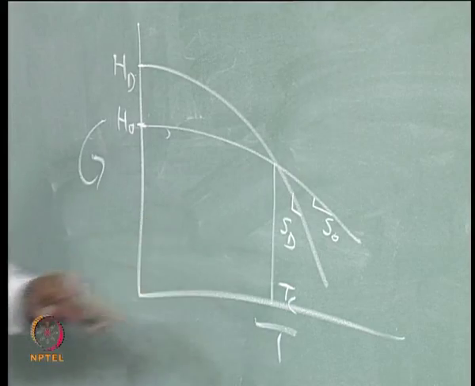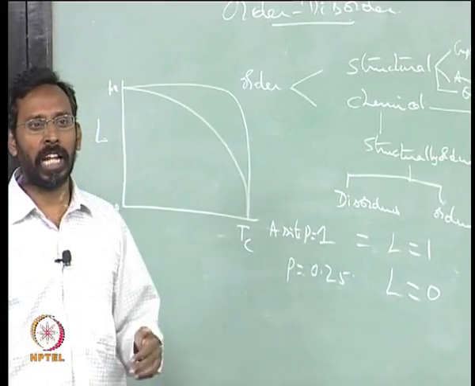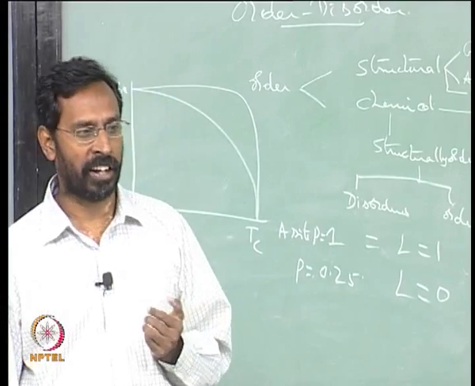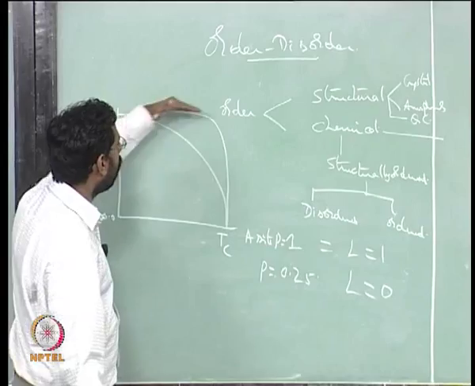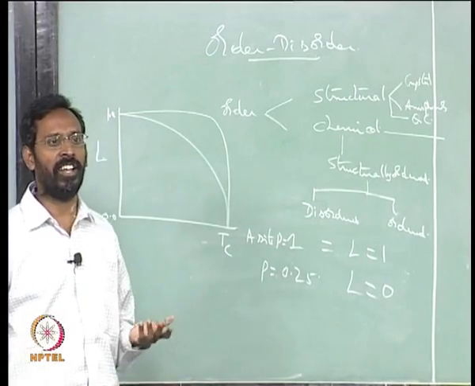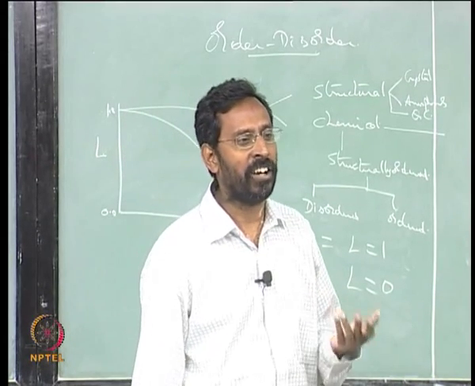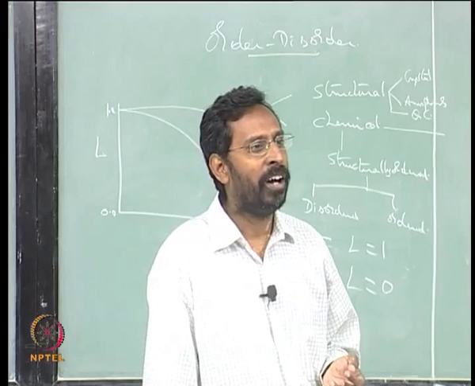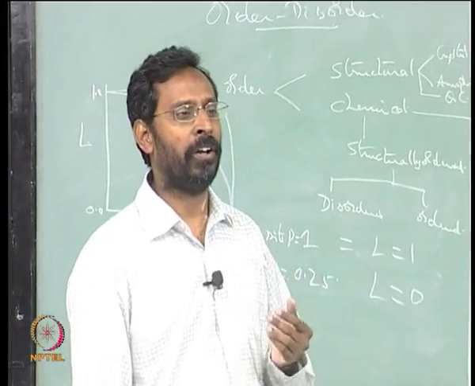Okay. The only thing is that there are two ways in which it can decrease, and that is what we call first order and second order transitions. There is one where the order parameter remains almost 1 up to the TC, and suddenly at TC it changes to 0. This is something like a first order transition where you have a sudden change in the phase structure at a particular temperature.